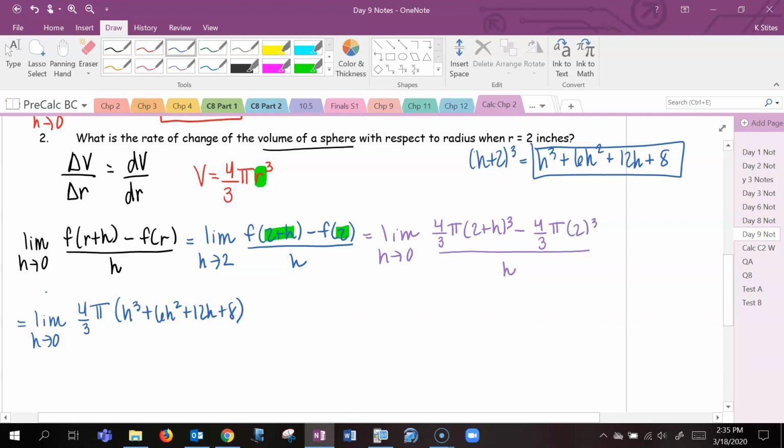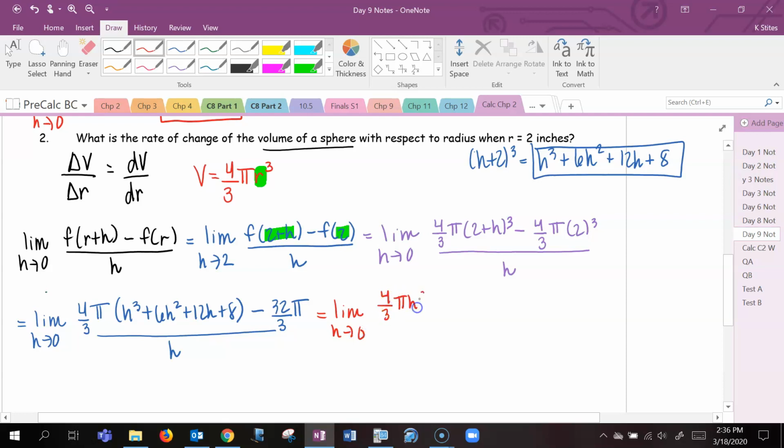Okay, so that's f of h plus 2 minus 2 cubed, which is 8. 8 times 4/3 is 32/3 pi, all over h. Okay, and now we get to distribute a 4/3 pi to all of that. It's going to be super awesome. Here we go.